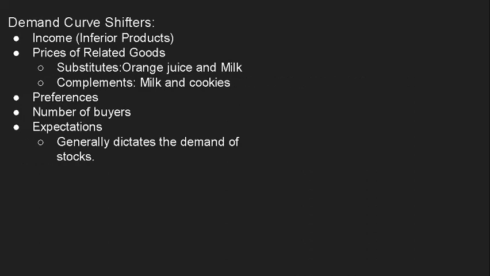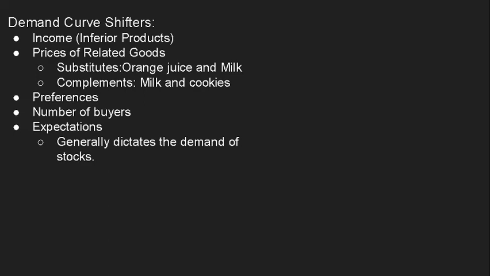Let's understand how and when the demand curve shifts. The demand curve will shift if there's a change in income. Let's say you receive a bonus. You will be able to buy more goods, therefore your demand will increase. But you should also understand what an inferior product is. An inferior product is whenever your income rises and your demand decreases.